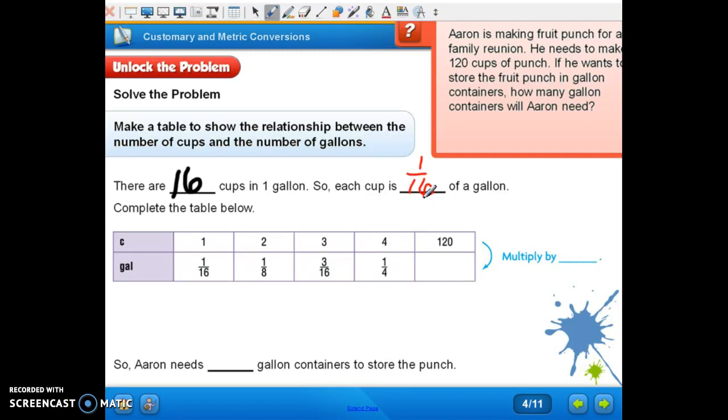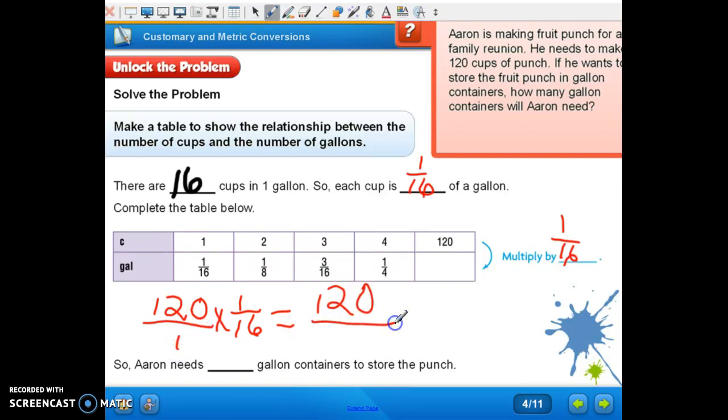So 120 cups is how much? What did I multiply by? 1 times 1/16, right? So I have to multiply 120 by 1/16. So 120 times 1 is 120 over 16.